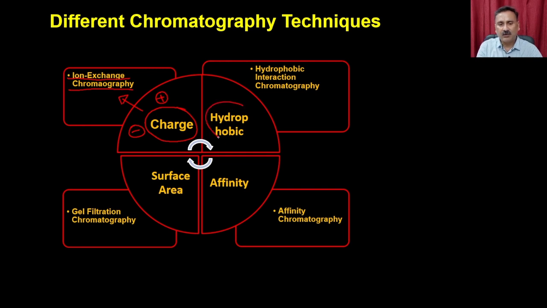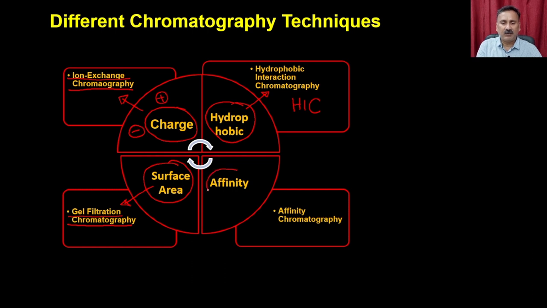Similarly, if you are going to exploit the presence of the hydrophobic amino acids, then this chromatography is called the hydrophobic interaction chromatography or HIC. Similarly, since proteins are going to have different sizes, you can expect that the proteins are going to have different surface areas. That can also be exploited in a chromatography technique which is called gel filtration chromatography.